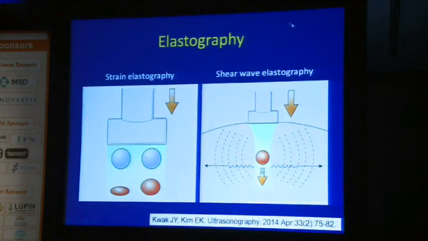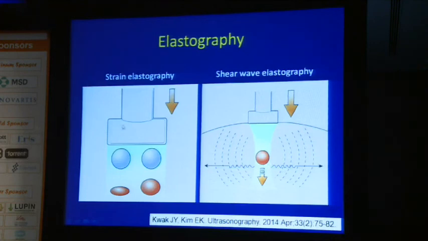I'll just touch upon elastography briefly. Elastography, there are 2 types. One is strain elastography and the other is shear wave elastography. Strain elastography is when mechanical compression is essential, and shear wave elastography works by sending in a short push pulse, and the velocity of the sound that gets transmitted back differs depending on the stiffness of the tissue.